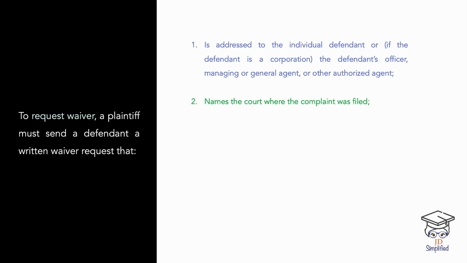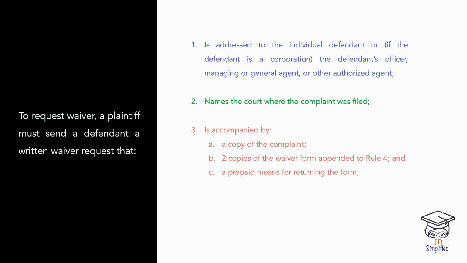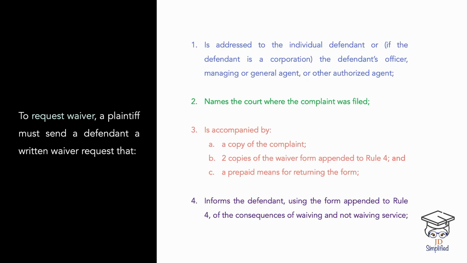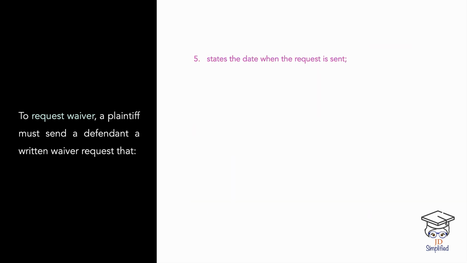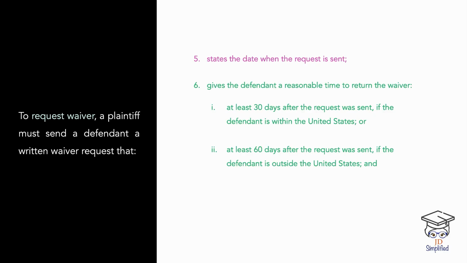2. Names the court where the complaint was filed. 3. Is accompanied by a copy of the complaint, 2 copies of the waiver form appended to Rule 4, and a prepaid means of returning the form. 4. Informs the defendant using the form appended to Rule 4 of the consequences of waiving and not waiving service. 5. States the date when the request is sent. 6. Gives the defendant a reasonable time to return the waiver. And 7. Is sent by first-class mail or other reliable means.